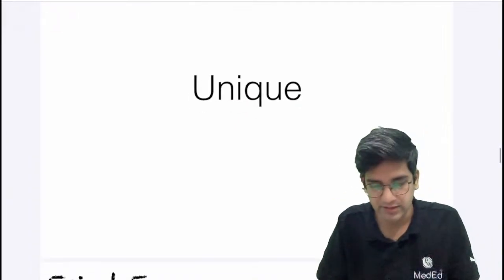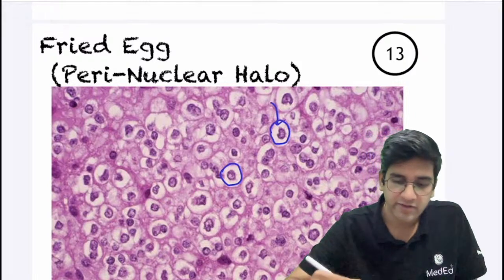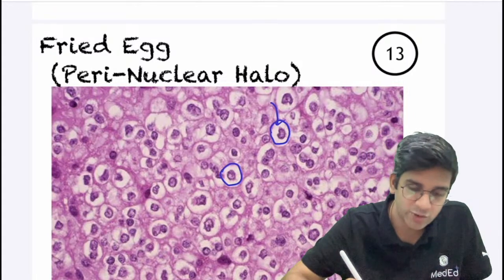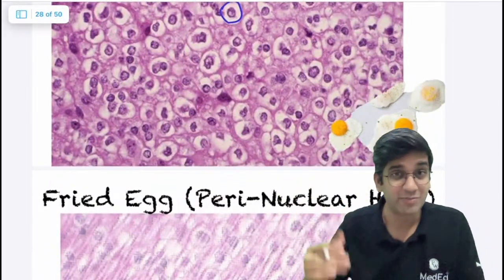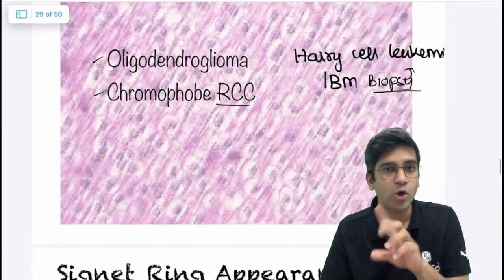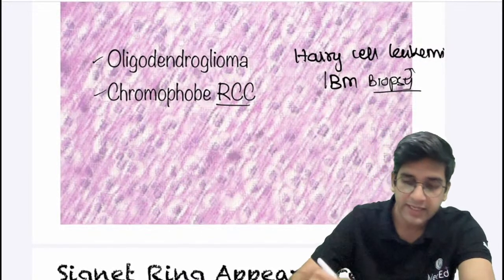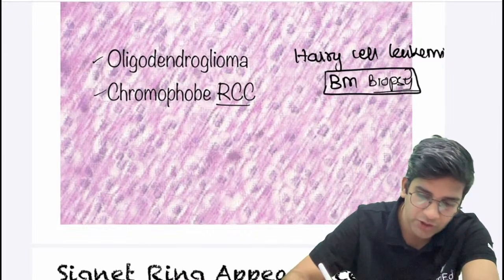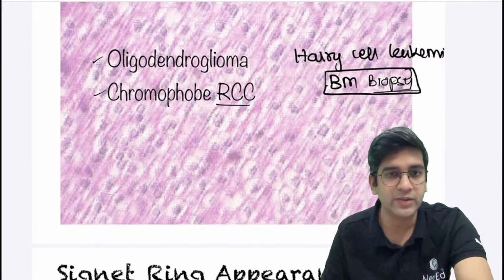Let's go to unique patterns. The first unique pattern is perinuclear halo or fried egg appearance. I don't know, for the person who first saw this, it looked like an omelette. I don't know if it looks like an omelette, but yes, there's a clear space surrounding the nucleus. I'll think of an oligodendroglioma if it's a clear space, or a chromophobe RCC. In a bone marrow biopsy, I will think of a leukemia called hairy cell leukemia, also the same way, right? So this is how it looks.